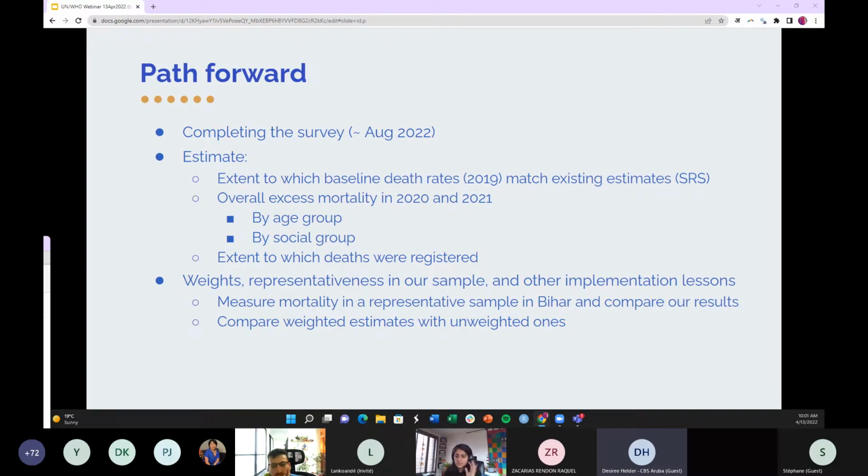As I alluded to already, with respect to concerns, we do plan to incorporate weights, deal with concerns about representativeness in our sample, and learn from some other implementation lessons that we've learned. Mainly, of course, we are going to measure mortality in a representative sample and then compare weighted estimates with unweighted ones.